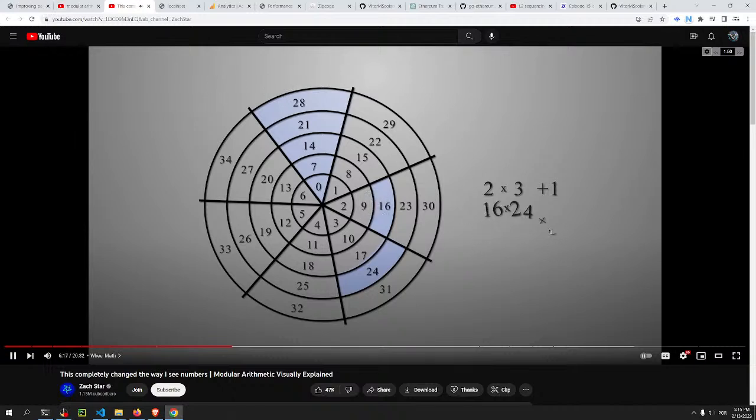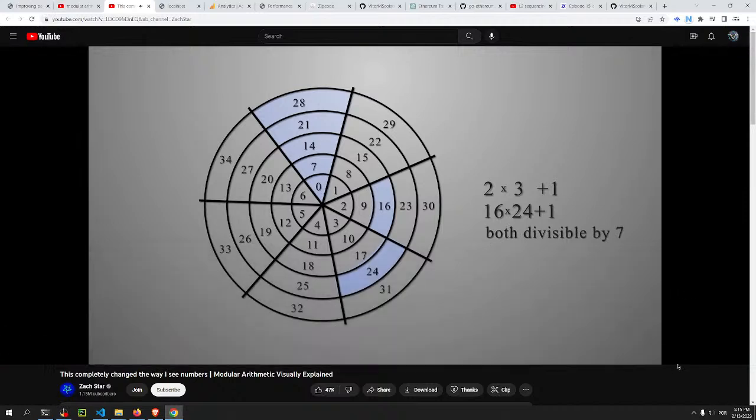Say this time 16 times 24 plus 1 is also divisible by 7. And that's because these sets of numbers all lie in the same section on our 7-spoke wheel. And to continue with the basic arithmetic, this applies to exponents as well.